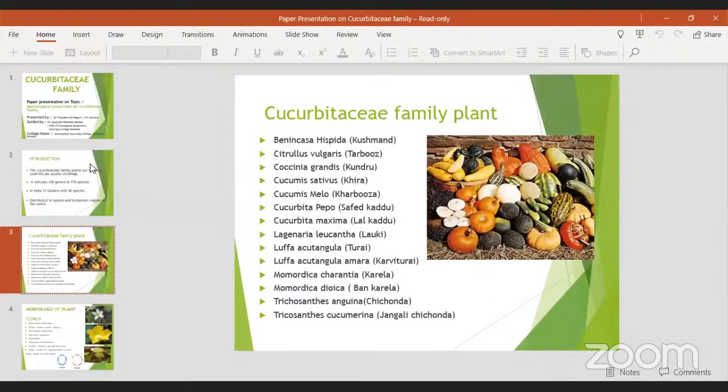Cucurbitaceae family plants. Here are some names of this family's plants: Benincasa hispida, that is Kushmanda; Citrullus vulgaris, that is Tarbuza; Coccinea grandis, that is Kundru; Cucumis sativus, that is Khira; Cucumis melo, that is Kharbuja; Cucurbita pepo, Safed Kaddu; Cucurbita maxima, Lal Kaddu; Lagenaria leucantha, that is Loki; Luffa acutangula, that is Turai; Luffa acutangula amara, that is Karvi Turai; Momordica charantia, that is Karela; Momordica dioica, that is Ban Karela; Trichosanthes anguina, that is Chichonda; Trichosanthes cucumerina, that is Jungli Chichonda.